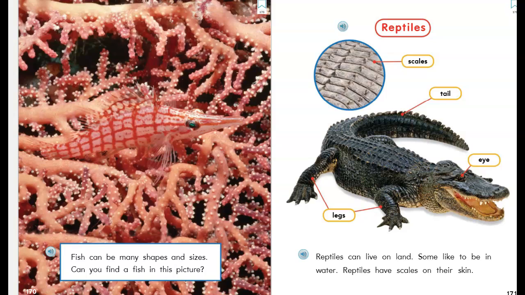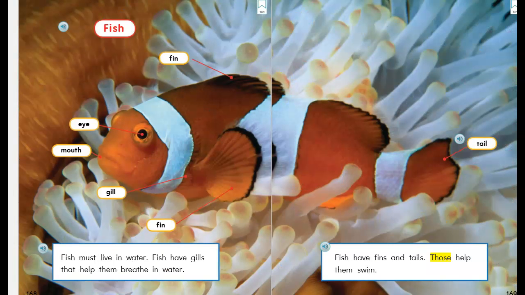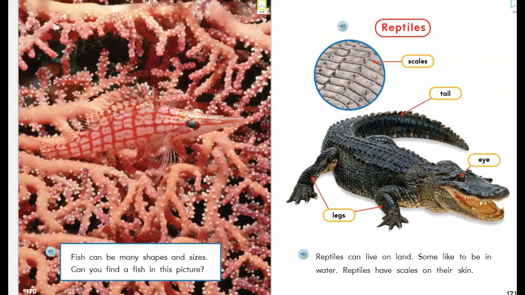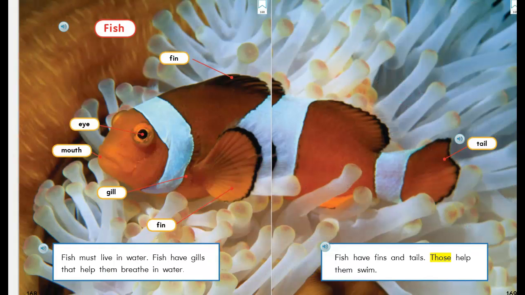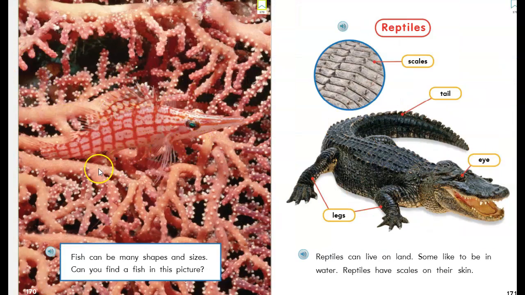What are some ways that fish can be different from one another? Does this fish we see here on this page look like this fish? What do you think? No, those fish look very, very different. So fish can be many different shapes and sizes.